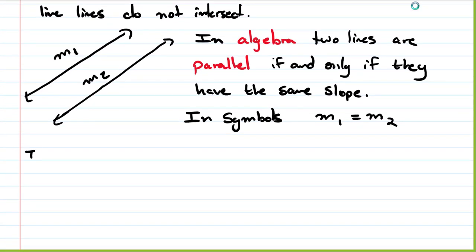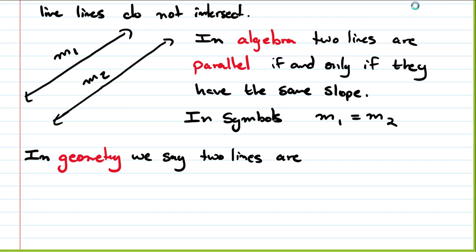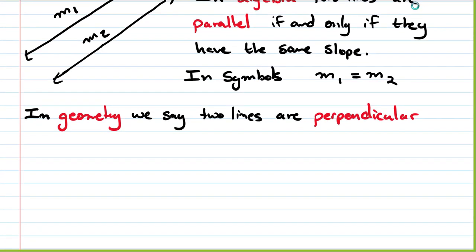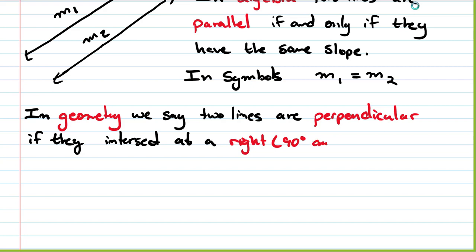So our next definition is in geometry. We say two lines are perpendicular if they intersect at a right or a 90 degree angle.